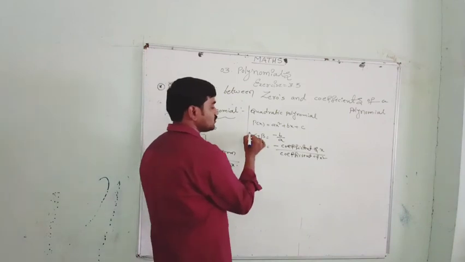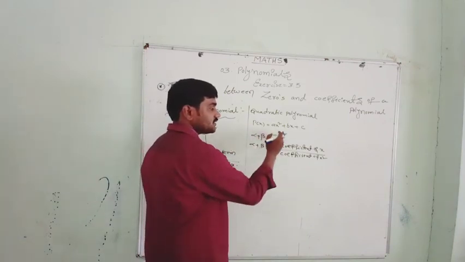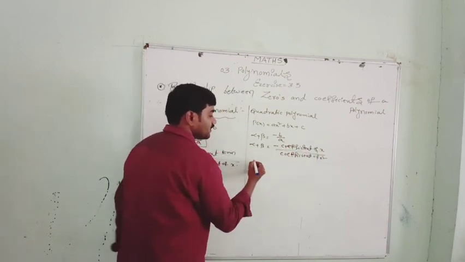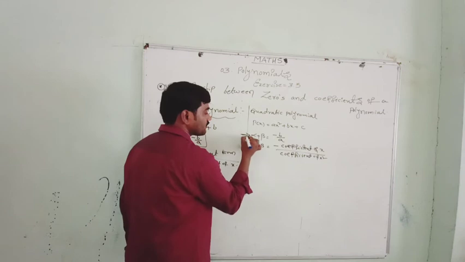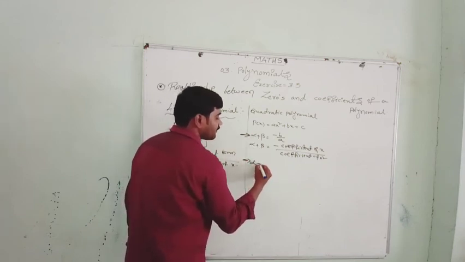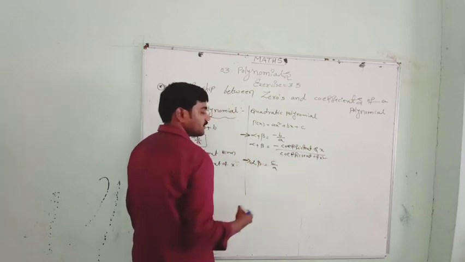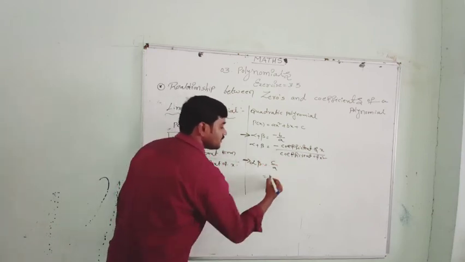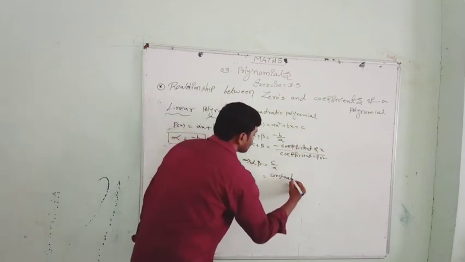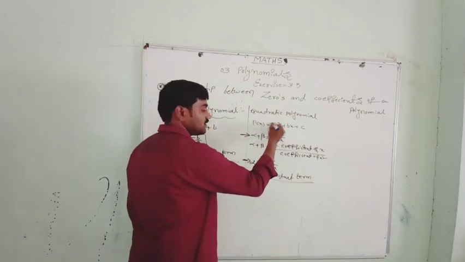Here we have two zeros now. The sum of the zeros is minus b by a, that is minus coefficient of x by coefficient of x square. The product of the zeros, alpha beta, alpha into beta, equal to c by a. C by a is nothing but what? C is nothing but the constant term by coefficient of x square.